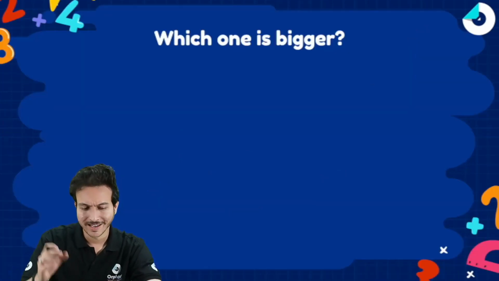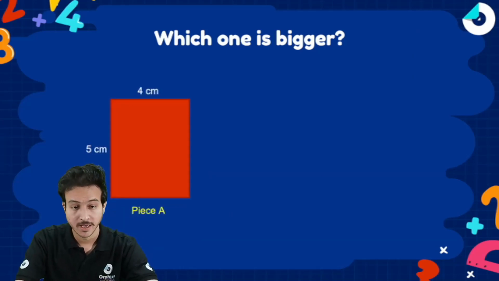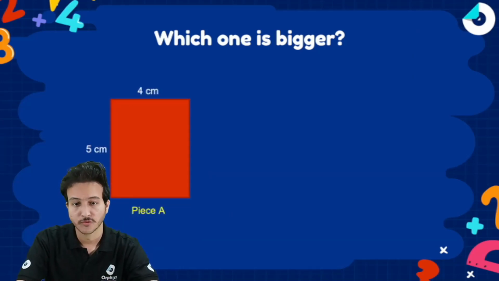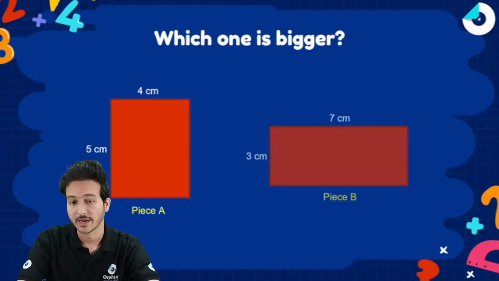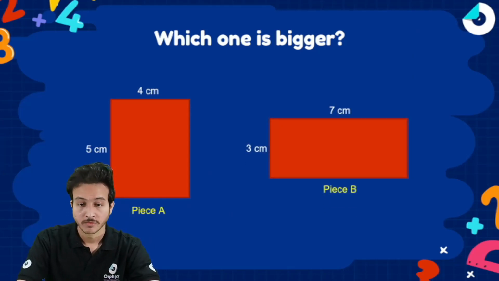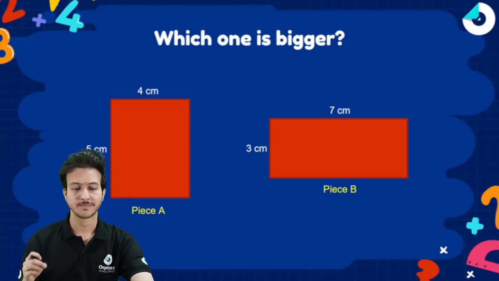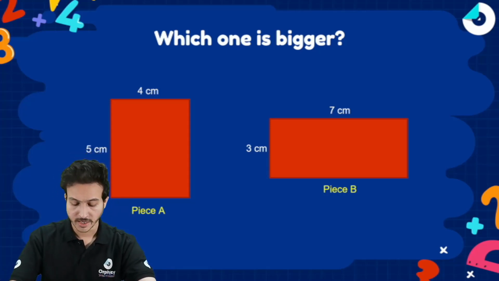So first let's take an example. We need to find which one is bigger. We have piece A, with sides 4 centimeter and 5 centimeter, and we have piece B, with sides 3 centimeter and 7 centimeter. We need to find out which one is bigger between these. Okay, so without any further delay, let's see what we can do.